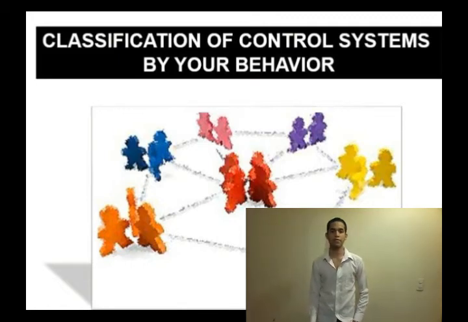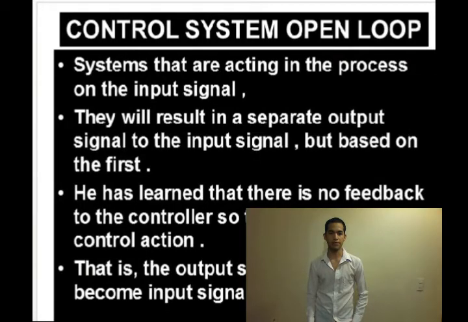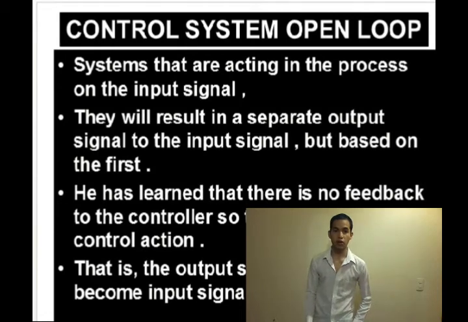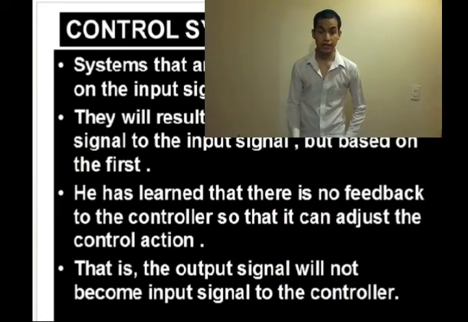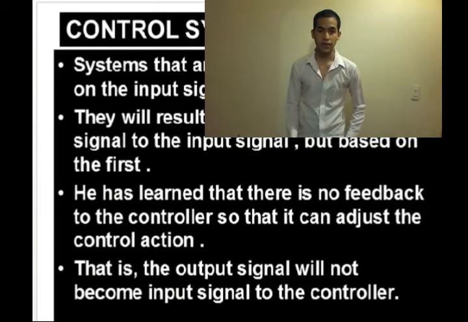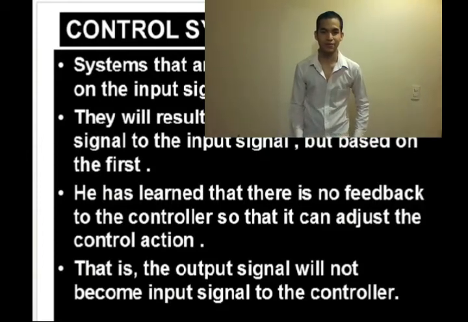Classification of control systems by behavior. Open loop control systems are systems that act on the process using the input signal. They produce an output signal that is independent of the input signal, but based on it. They have no feedback to the control, so they cannot adjust the control action. That is, the output signal does not become an input signal to the control.